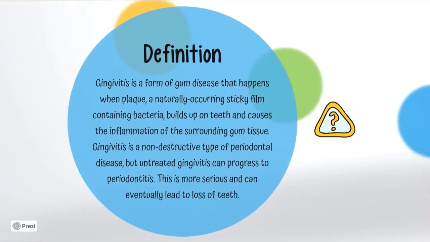First, definition. Gingivitis is a form of gum disease that happens when plaque, a naturally occurring sticky film containing bacteria, builds up on teeth and causes inflammation of the surrounding gum tissue. Gingivitis is a non-destructive type of periodontal disease, but untreated gingivitis can progress to periodontitis. This is more serious and can eventually lead to loss of teeth.